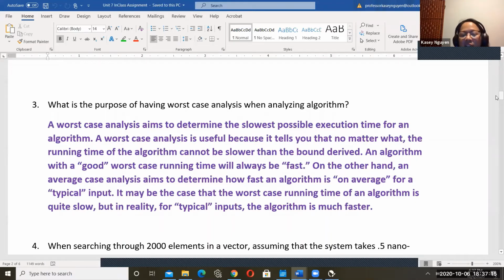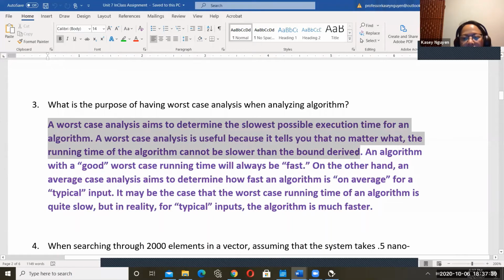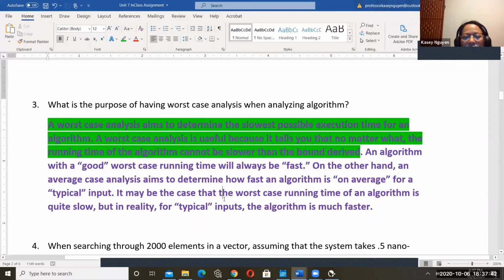The average case analysis aims to determine how fast the algorithm is on average, which is a typical input. So if the worst case running time of an algorithm is quite slow, that will be typical. Okay, so you can just indicate the first part, that's good. It aims to determine the slowest possible execution time for an algorithm. And it's useful because no matter what, the running time of the algorithm cannot be slower than the bound derived.